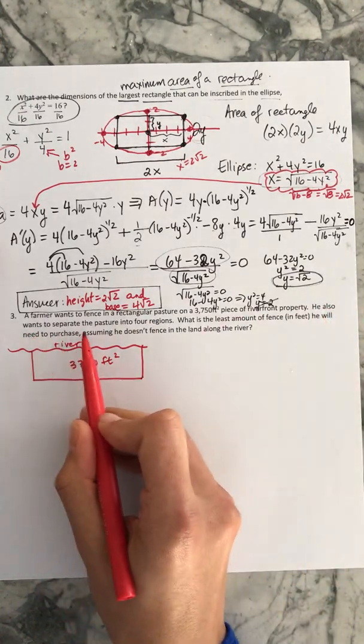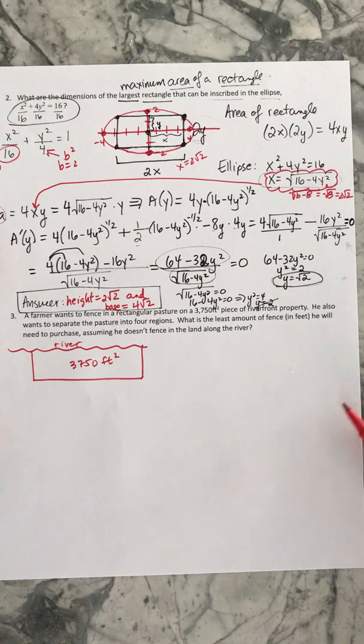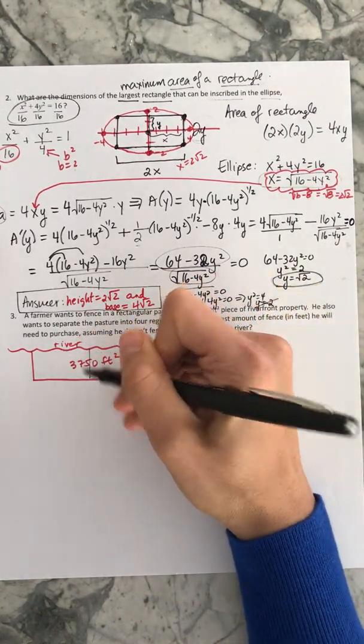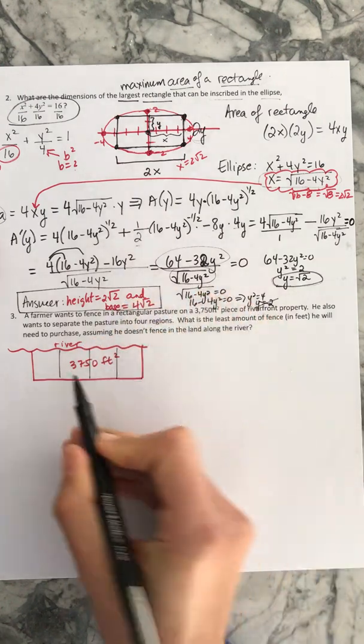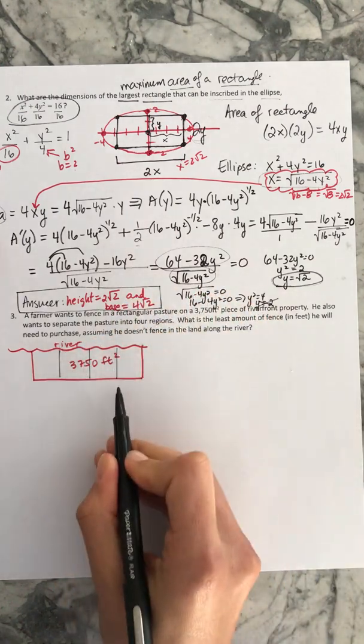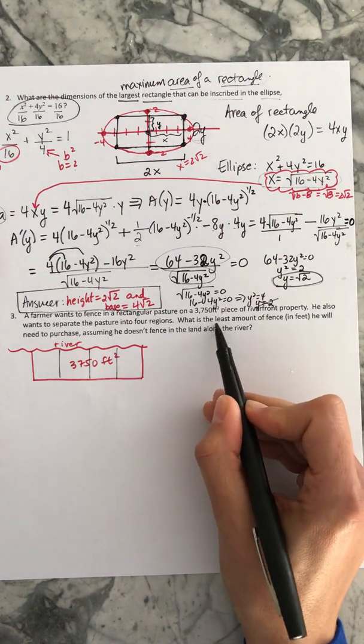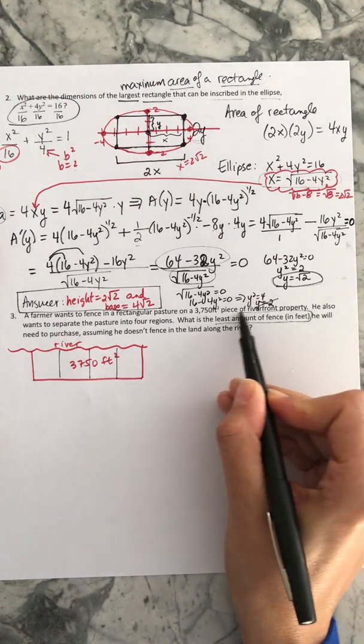He also wants to separate the pasture into 4 regions. So the regions, I wanted to tell you, but I forgot. So I'm just gonna draw it for you, they are gonna look like this. 4 equal regions where you're separating vertically, not horizontally. It says, what is the least amount of fence in feet?